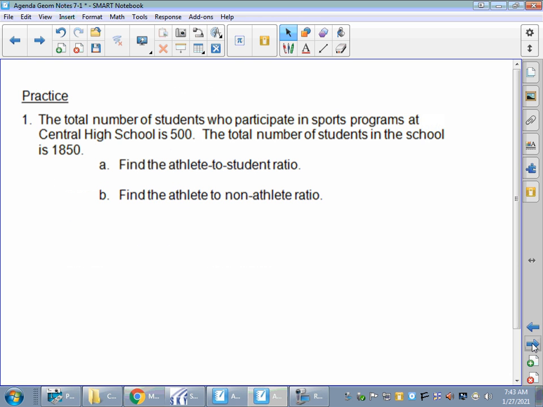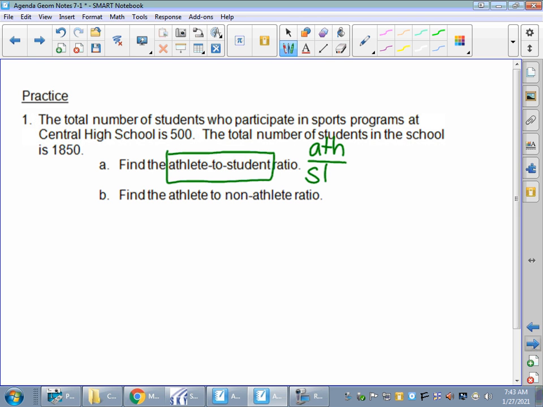So sometimes we've got ratios and we can put them in words, right? Not just here's a fraction, good luck. So the total number of students participating in sports at Central High School is 500. The total number of students in the school is 1850. So it says find the athlete to student ratio. So athlete to student. How many athletes are there? 500, right? How many students are there?